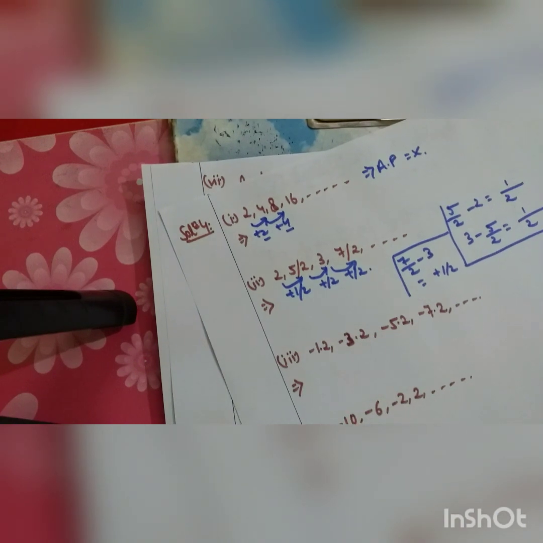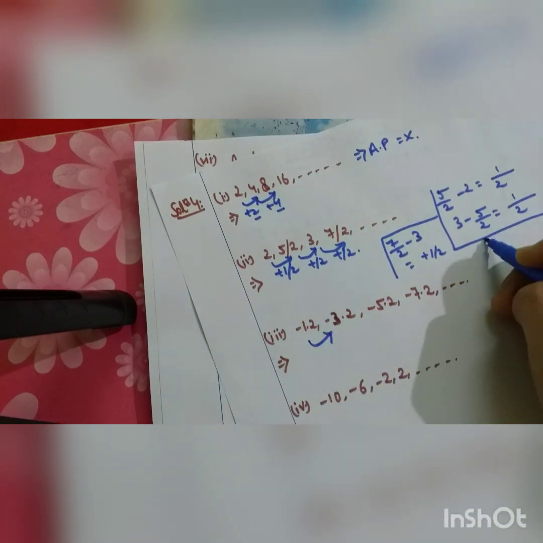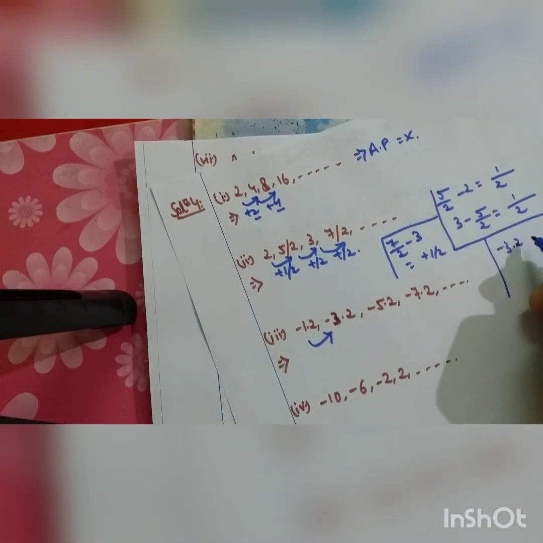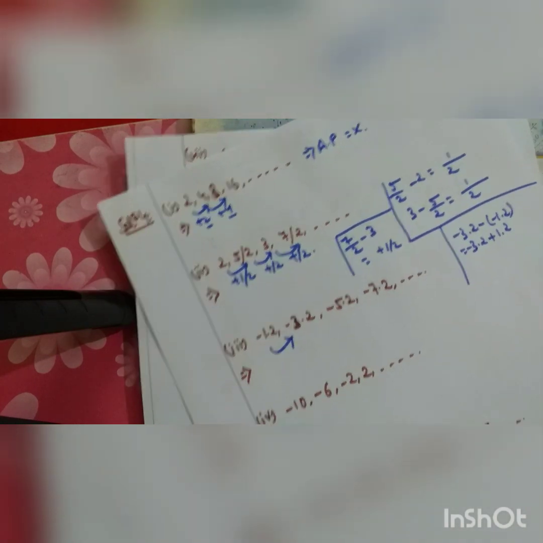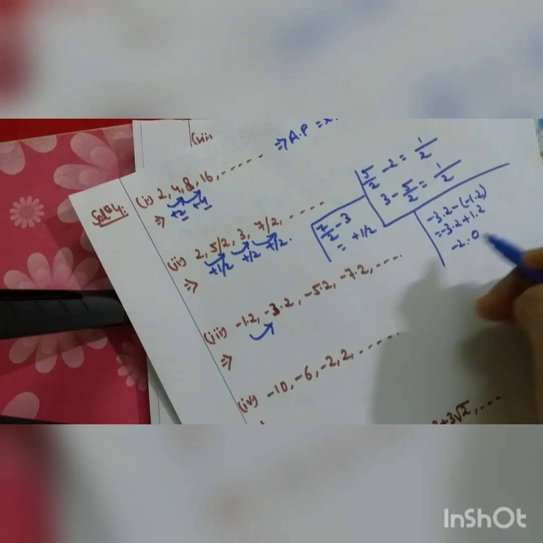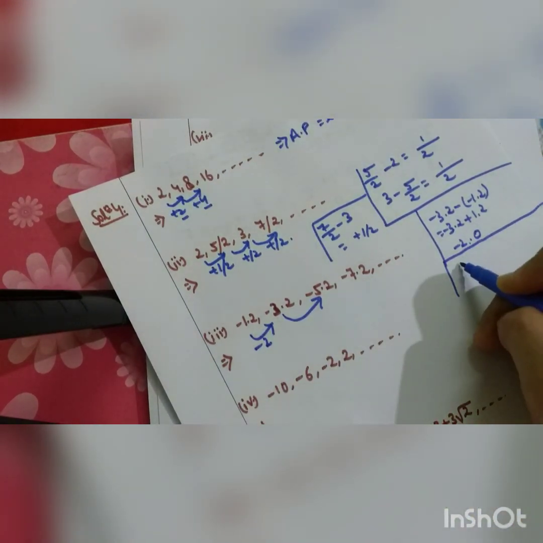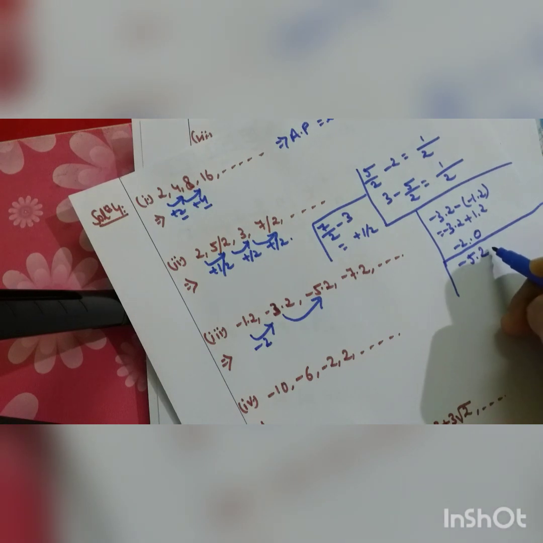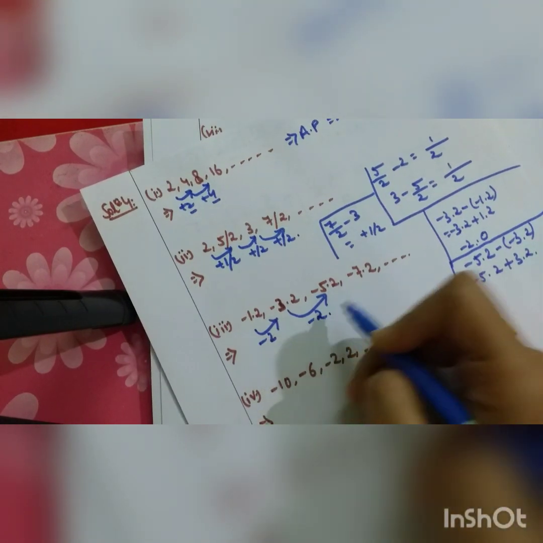Now come to question number 3. Just check the common difference and see if it is in AP or not. When you subtract the first term from the second term, minus 3.2 plus 1.2, you will get minus 2. Now subtract the third term from the second term. The third term is minus 5.2 and your second term is minus 3.2. When you subtract, you will again get minus 2.